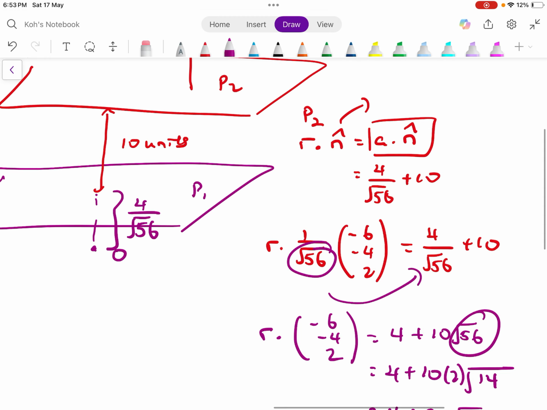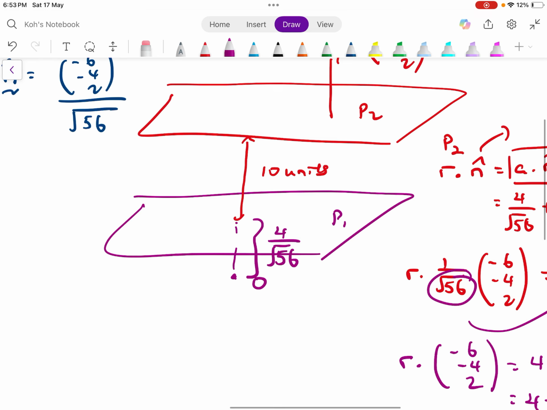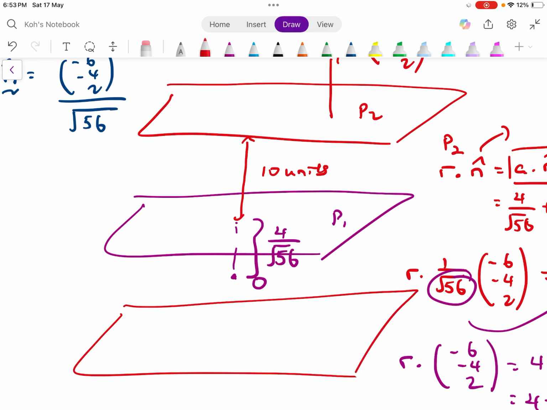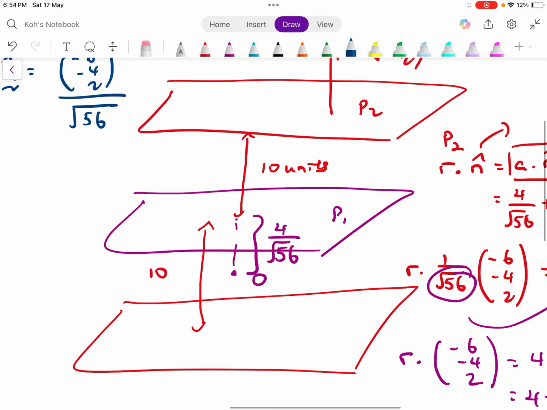Okay, what about the second one? The second one is actually lying below. So let's just say there's one more. It's lying below, so also same thing, they must have the 10 units perpendicular distance, right? So I make use of the idea from here, because our vector equation, scalar product form, must be with respect to the origin. So I need to find from here to here. So this one definitely is a negative distance, right?